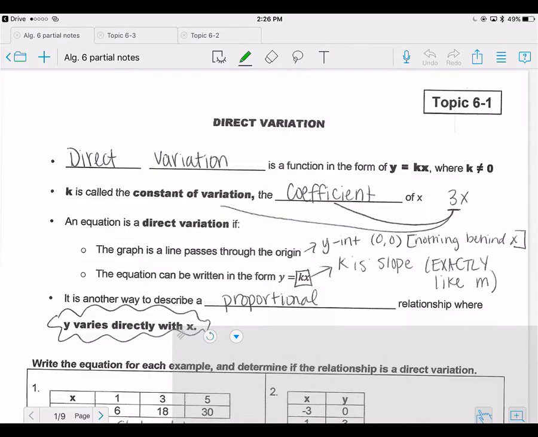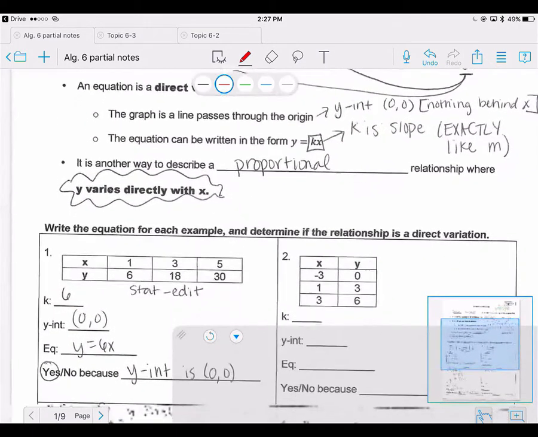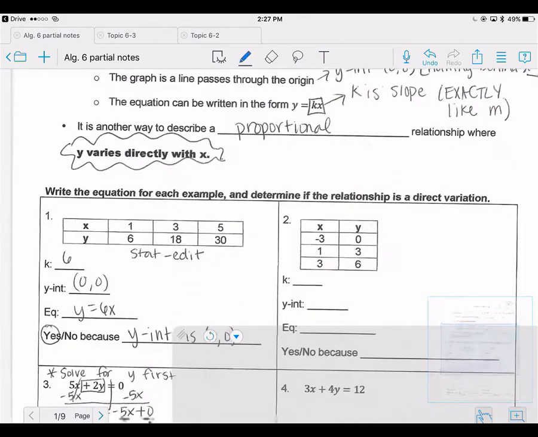So we were dealing with y equals mx plus b. This is pretty much the same thing, but b does not exist, and m has a new letter of k. Don't let that confuse you. As long as there's nothing in your equation that follows x, you're fine, and as long as you have a slope, you're fine. It's another way to describe a proportional relationship where y varies directly with x.